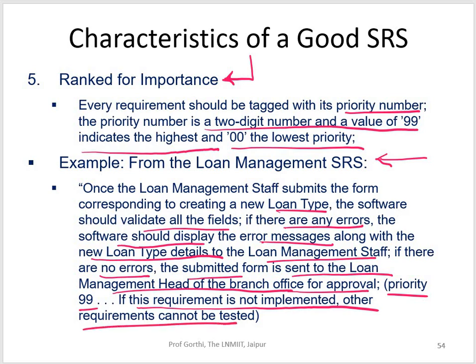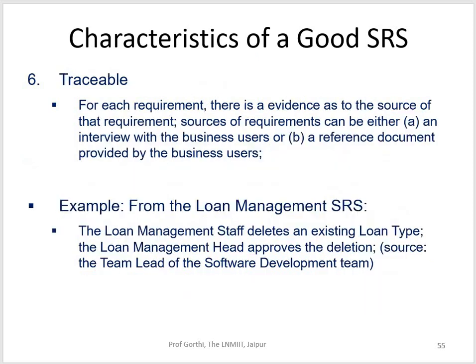So let's take the same example of our loan management SRS. Once the loan management staff submits the form corresponding to creating a new loan type, the software should validate all the fields. If there are any errors, the software should display the error message along with the new loan type details to the loan management staff. If there are no errors, the submitted form is sent to the loan management head of this branch office for approval. Priority 99. So if this requirement is not implemented, the other requirements cannot be tested.